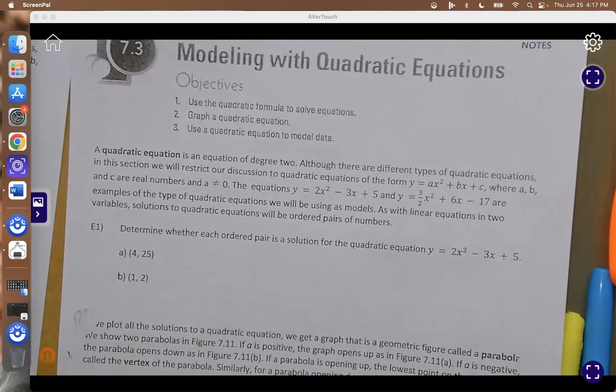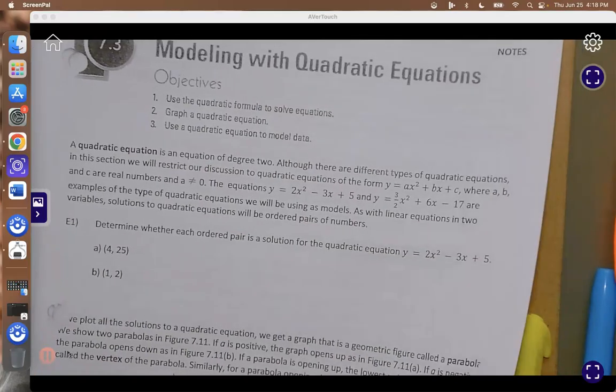Alright guys, today we're going to be looking at section 7.3, modeling with quadratic equations. So we're moving on from linear equations to quadratic. So a quadratic equation on this page, we're going to do a lot of highlighting.